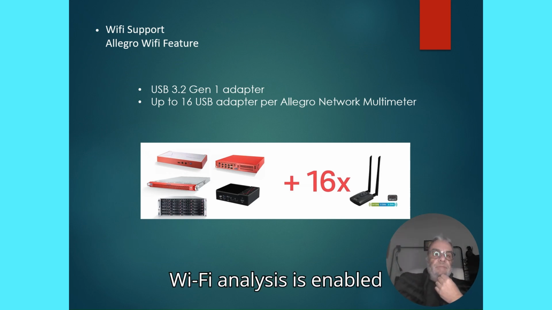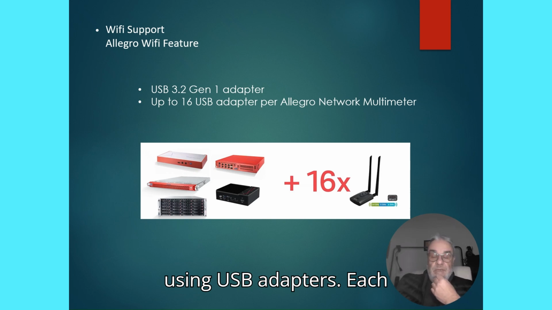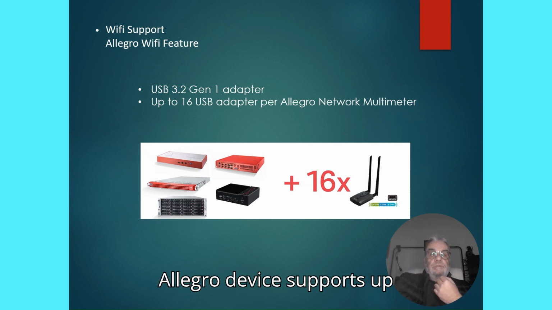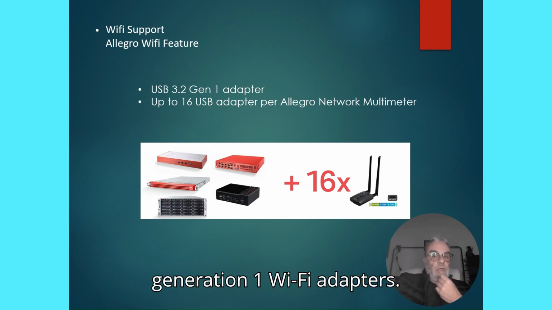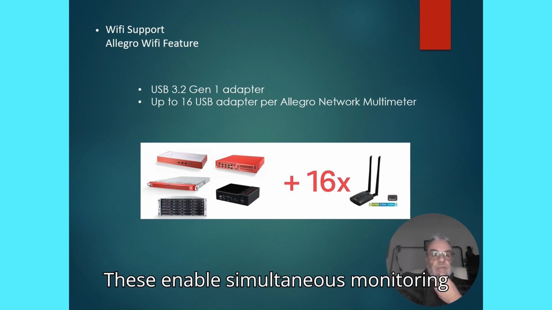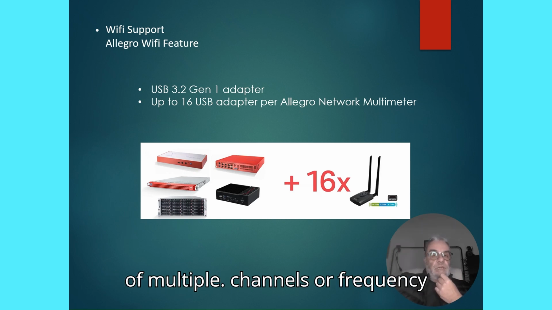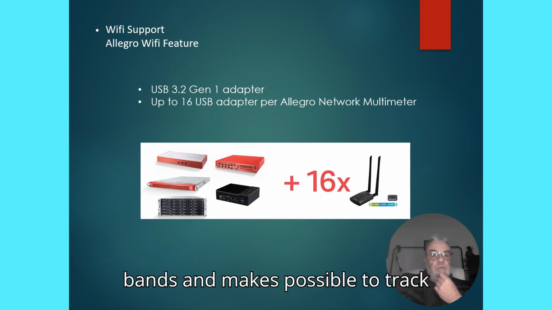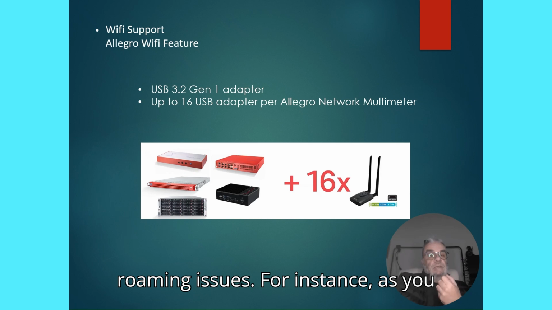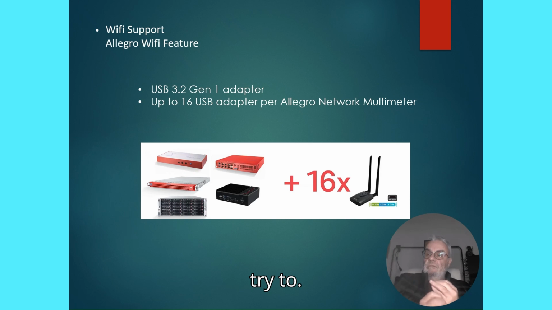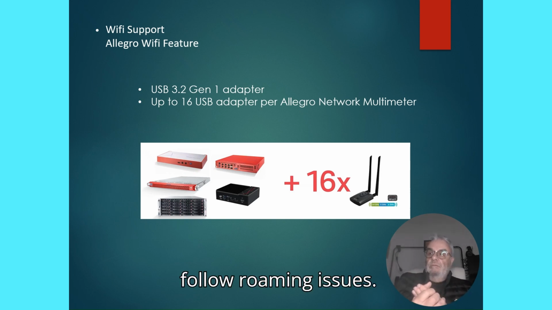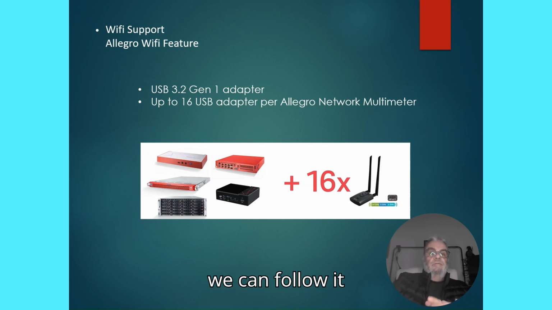Wi-Fi analysis is enabled using USB adapters. Each Allegro device supports up to 16 USB 3.2 Generation 1 Wi-Fi adapters. This enables simultaneous monitoring of multiple channels or frequency bands and makes it possible to track roaming issues, for instance. As you know, it's a problem when we try to follow a roaming issue. With this solution, we can follow it up perfectly. Okay?